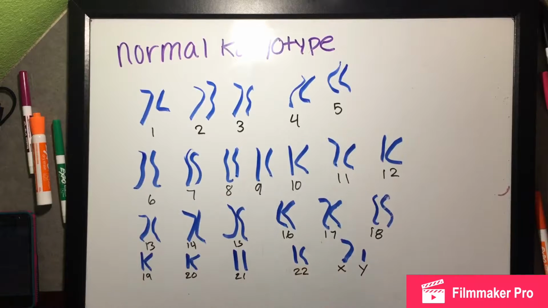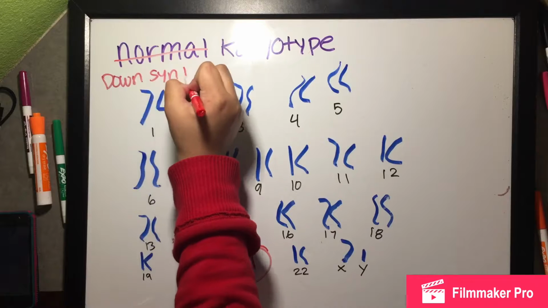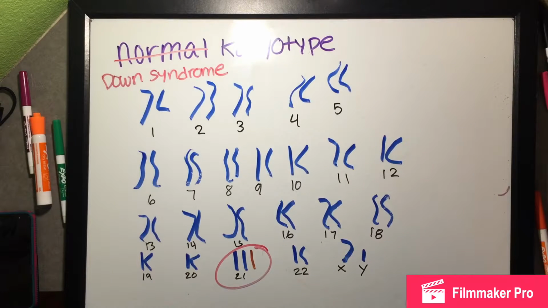Here at first we have a normal karyotype, but then we add another chromosome to chromosome 21, making it a Down syndrome karyotype, which is 21, the one we circled red.